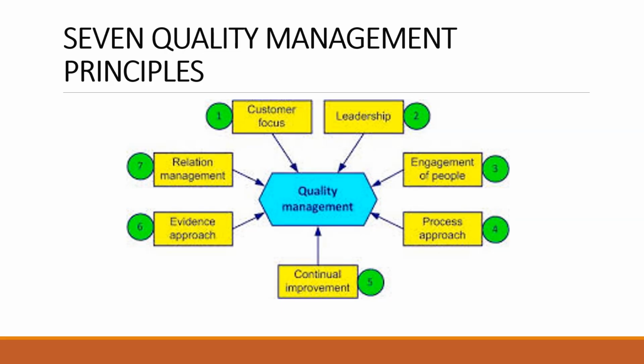Then there must be the evidence approach. Okay, it is not only the talk or the theory. So proper evidence, proper cases should be there in the quality management principles. And then relationship management, so that also plays an important role. So these are the 7 quality management principles which are available in the management systems, and those are really the tools for implementing any kind of quality management systems in any organizations or any kind of standards. So that's why those 7 principles are important in quality management.